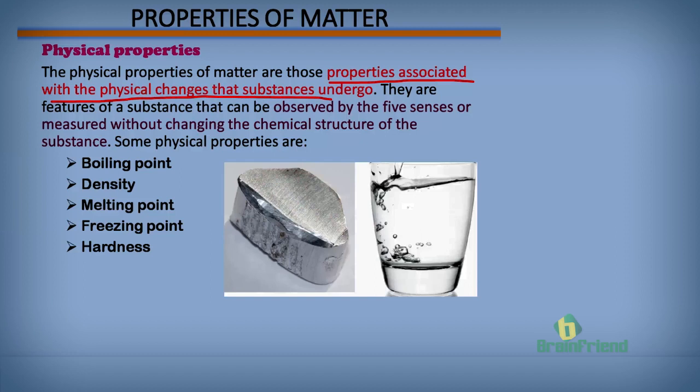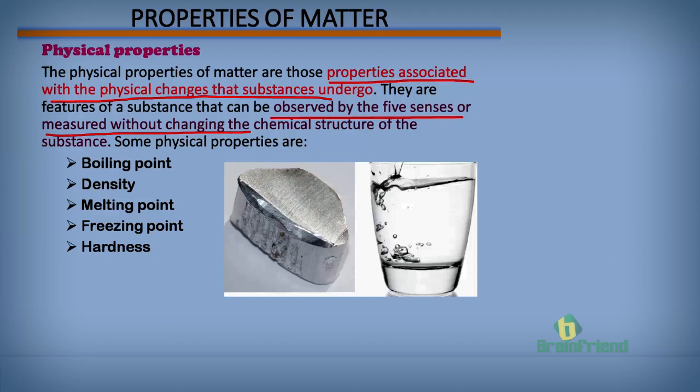They are the features of a substance that can be observed by the five senses or measured without changing the chemical structure of the substance. The physical properties of a substance, okay, are those properties that we can easily look at that substance and know what it is. We can smell it, we can taste, we can even hear, maybe there's a particular sound that substance makes, and we can feel.